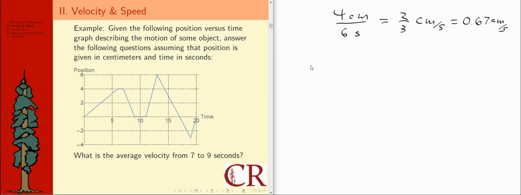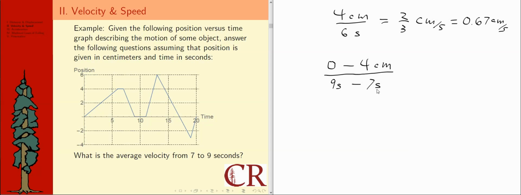So thinking about this one, I could think about final minus initial, because it winds up at 0, right? Its initial position was 4 centimeters, and it did that with a final time on the clock of 9 seconds and an initial time of 7 seconds. So of course, that's a 2-second duration. This turns into minus 4 centimeters for 2 seconds, which I could then restate simply as minus 2 centimeters per second.